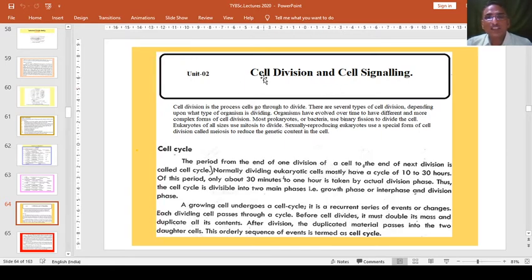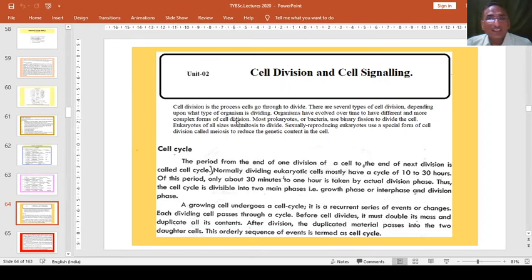So what is a cell? What are the activities of the cell? What is the total life of a cell? What is the cell cycle? How does the cell regulate all its activities? This has to be studied in this chapter, and prior to that we will see what cell division is.